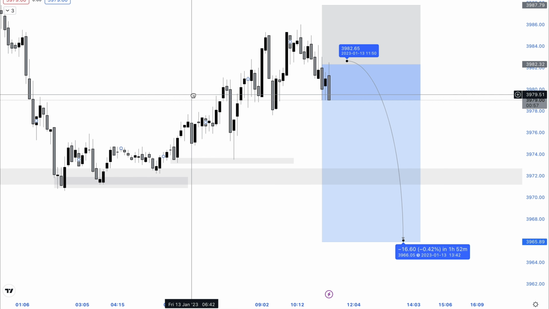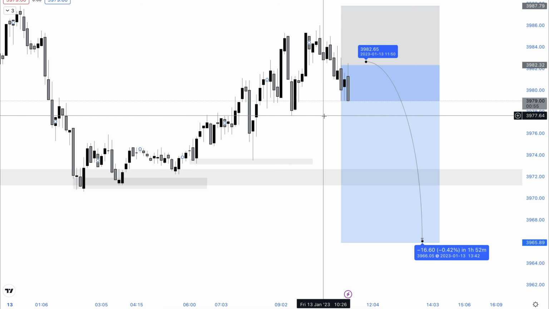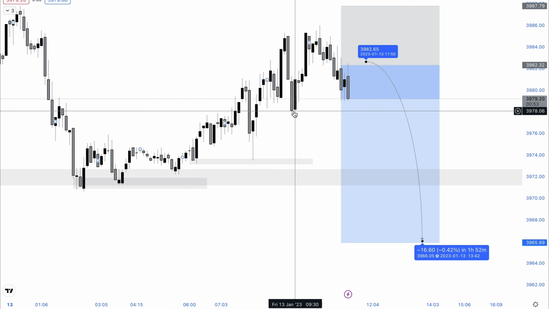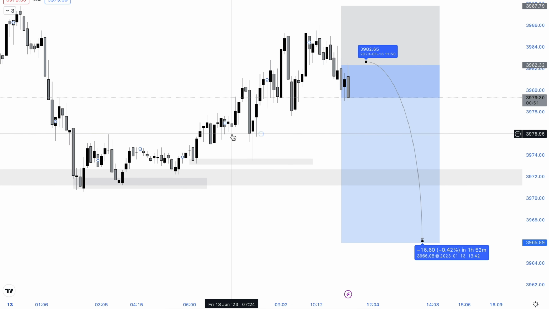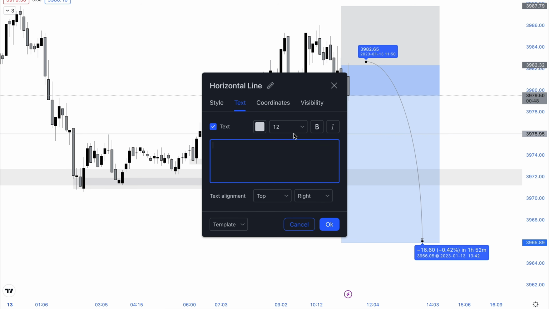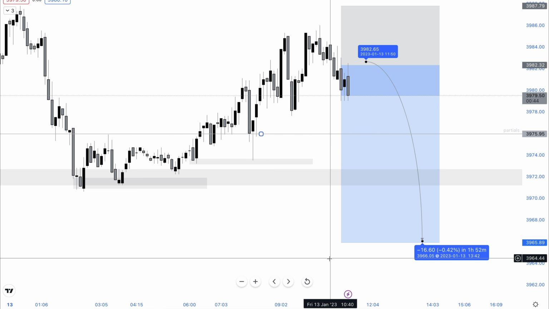I'll let you know about this trade, I'll let you know how it goes, and I'm going to be taking partial profits around this area right here, this double bottom. As you can see, I'm going to be taking partials right there and let the rest run. Let's see how this goes.